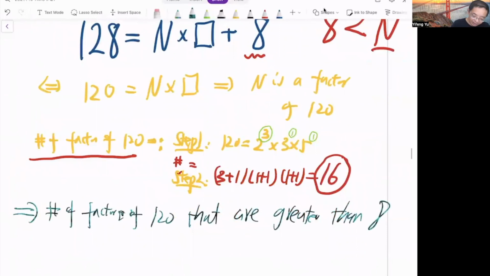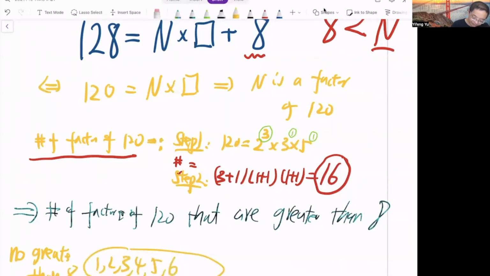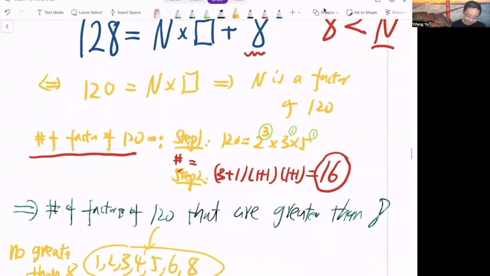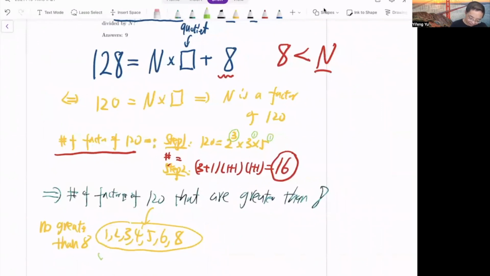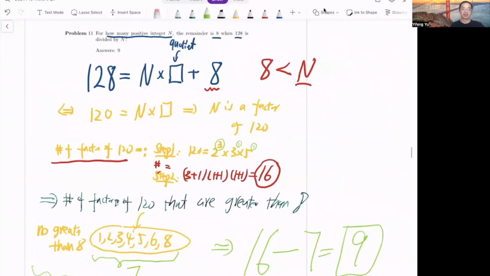Okay, all right. Let's see what are the factors of 120 that are no greater than 8. We have 1, 2, 3, 4, 5, 6, and 8, right? Those are not valid, so we have to get rid of them. In total, here we have 7. Then we take 16 minus those 7 invalid ones, and we get 9.